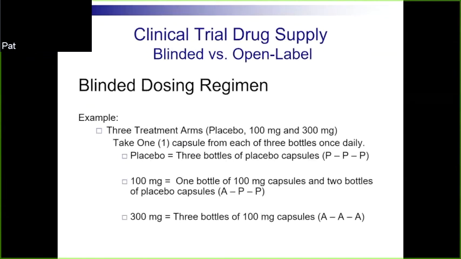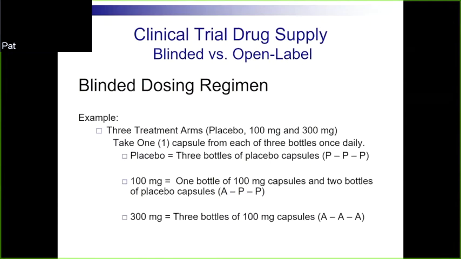So in addition to blinding the capsules, the bottles, and the labels, the dosing regimen also needs to be blinded so that subjects and the clinical personnel can't tell the difference between the three. In this case example, 3 regimens. So here's a case where we were presented with an issue of 3 dosage levels, 3 treatment arms: placebo, 100 milligram, 300 milligram, and using 100 milligram capsules.